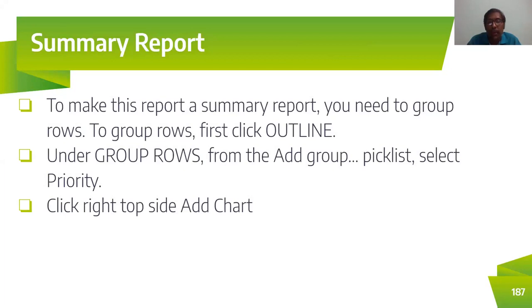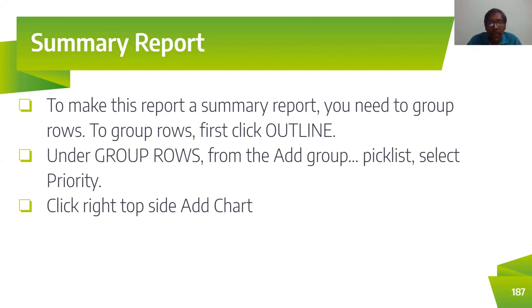To make this a summary report, you need to group the rows. To group the rows, first click on outline. Under group rows, from the add group pick list, select the priority.